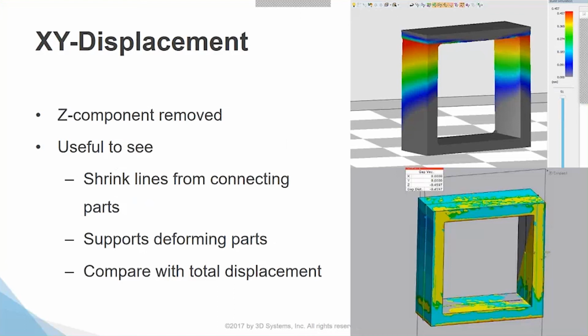So this XY displacement, that's the Z component removed. This is really useful to see shrinkage lines. This is something that really catches a lot of people's eye when they start looking at metal additive. You'll see them pretty much anytime two features meet up high in your part. As that top beam is welded across the top, that thermal contraction is going to pull those two vertical columns inwards quite a bit.